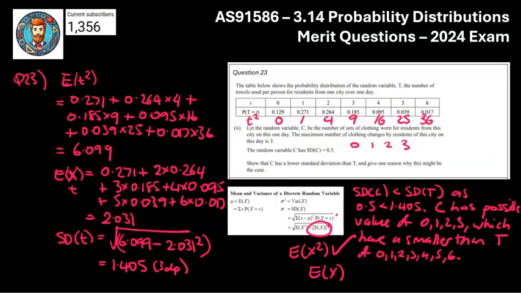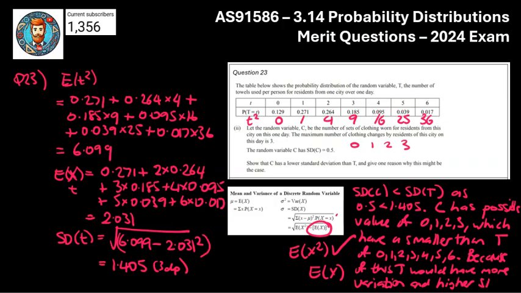And then we just want to link it back to the variation. Because of this, T would have more variation and a higher standard deviation. I'll stop there. Probably could have put it in a better sentence, but just running out of room there.